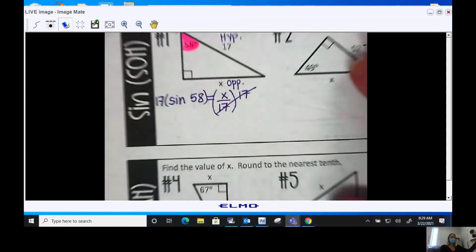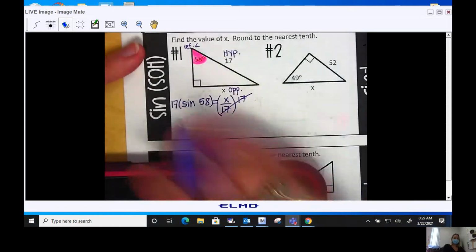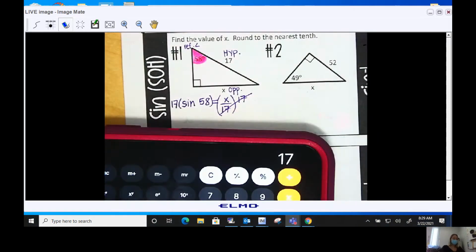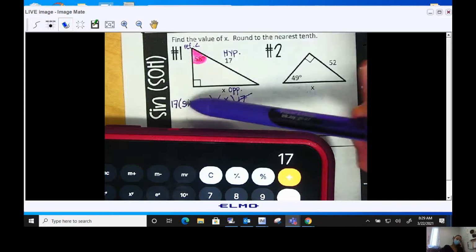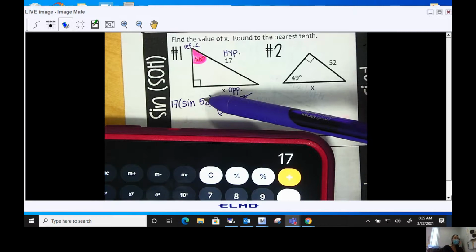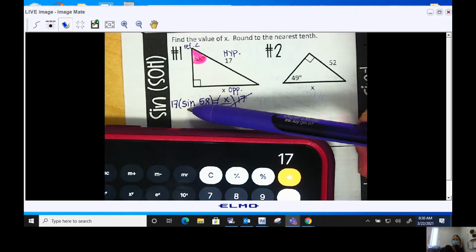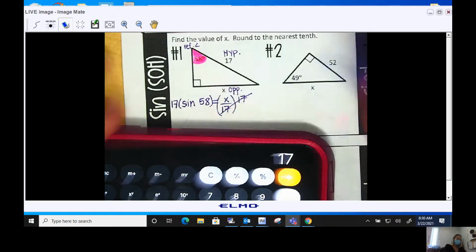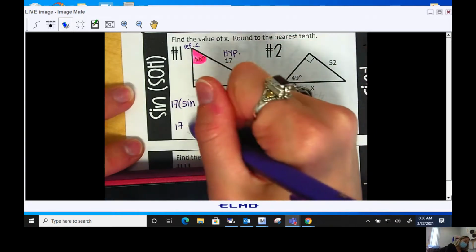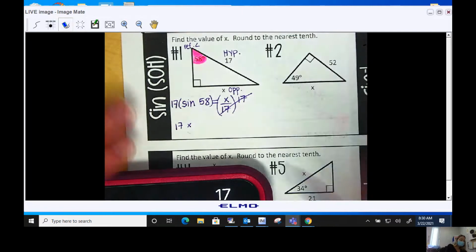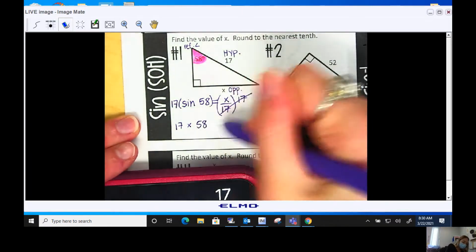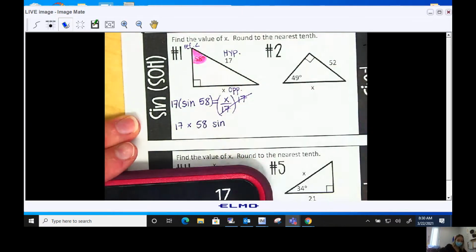It's going to be kind of hard to show you at the same time. Okay, 17. And then we're going to push times. Now, when we put in the sine of 58, I know it seems strange, but you actually have to put the 58 in first and then push the sine button. So you put 17, then you push the times button, then you push 58, then you push the sine button, and then you push equals.